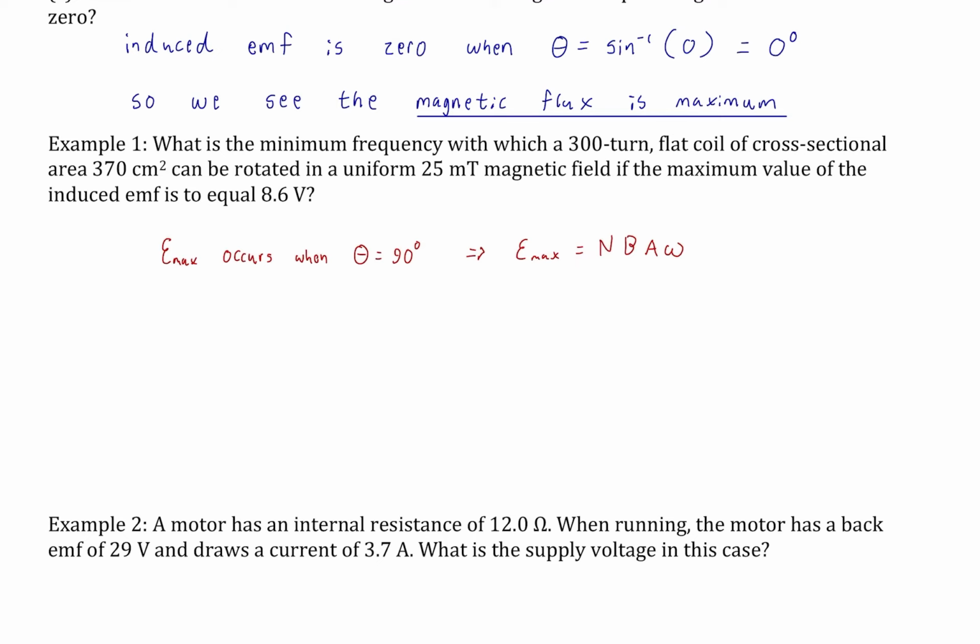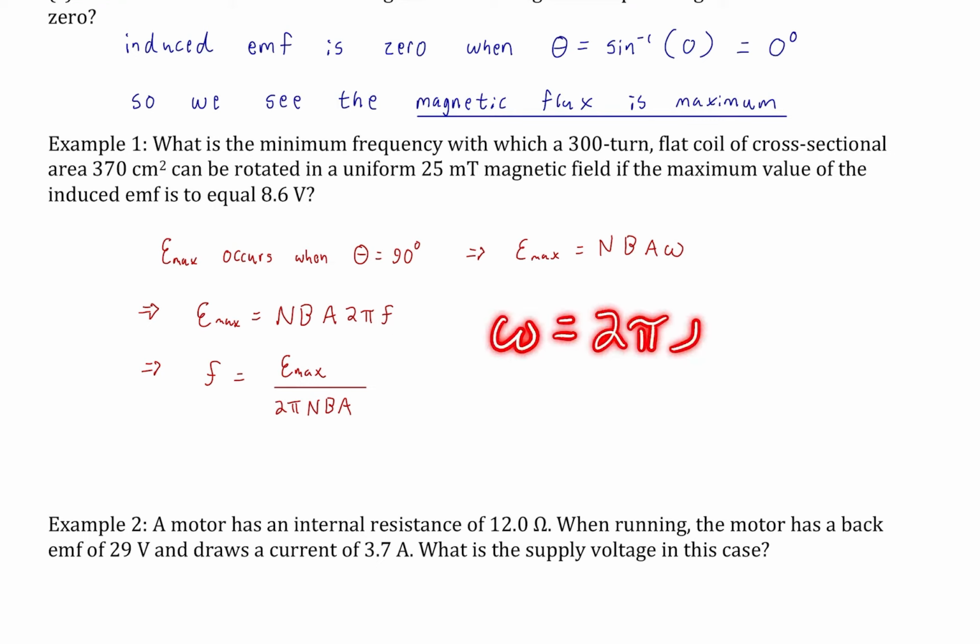All right? So we know that maximum induced EMF occurs when theta equals 90 degrees. And we know it's going to be equal to NBA omega, that's the amplitude. So then I'm going to set the maximum value of induced EMF equal to NBA 2 pi f, okay? And then I'm going to solve for the frequency. And notice what I did. I replaced angular frequency with 2 pi f because omega, the angular frequency, equals 2 pi times the translational frequency. Omega is measured in radians per second, and frequency is measured in hertz.